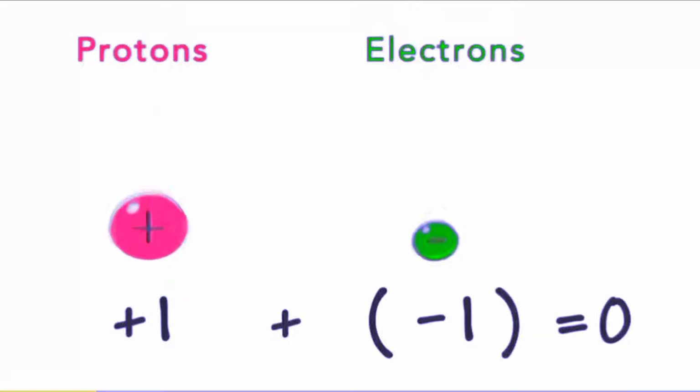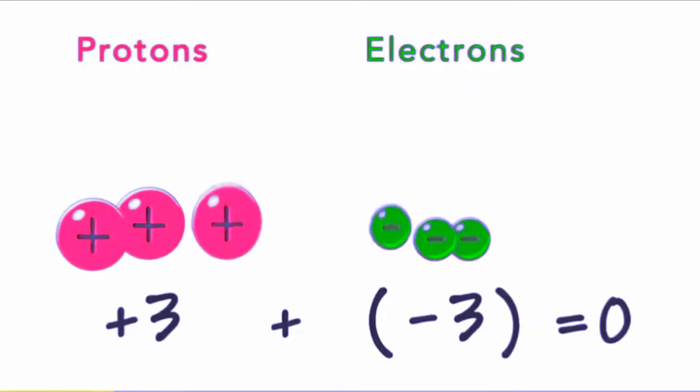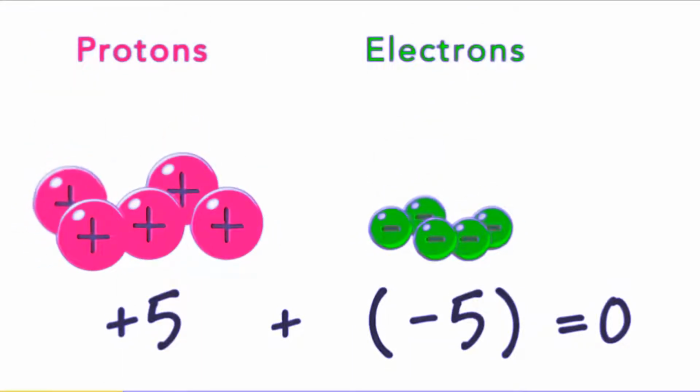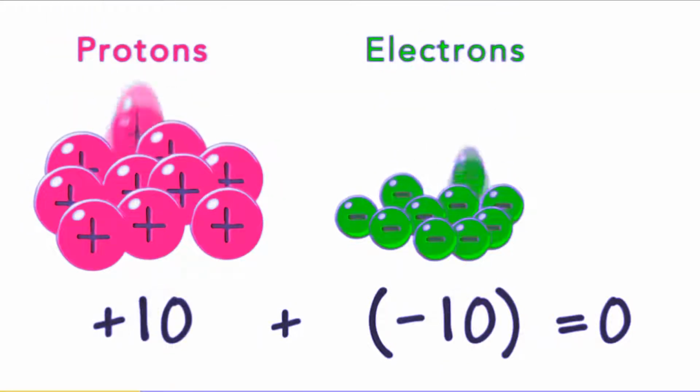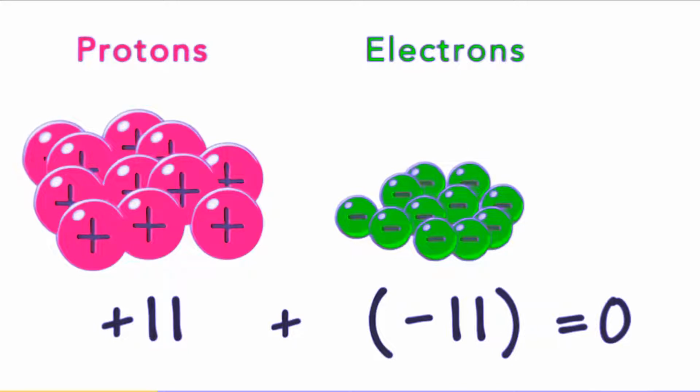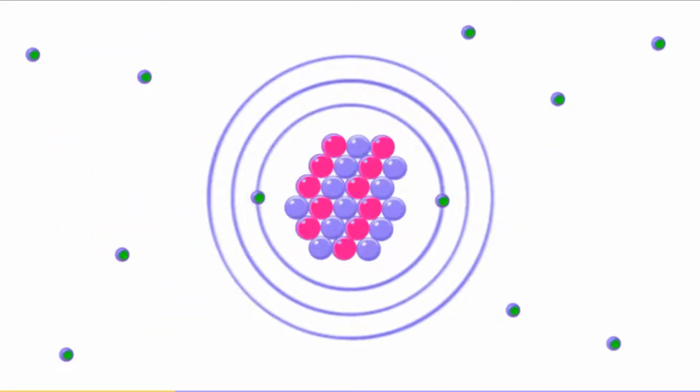As a whole, each atom in the piece of sodium is electrically neutral. This means that each atom has the same number of positive and negative charges. The total charge is 0. To become neutral, an atom must hold 1 electron for every proton in its nucleus.